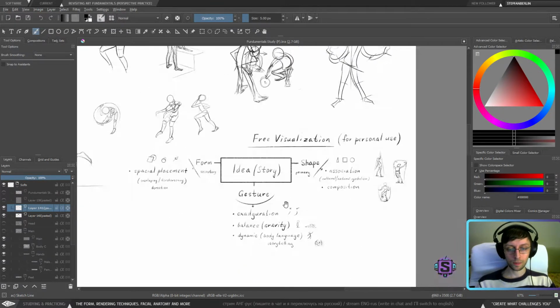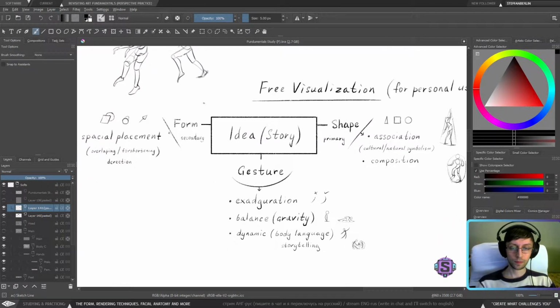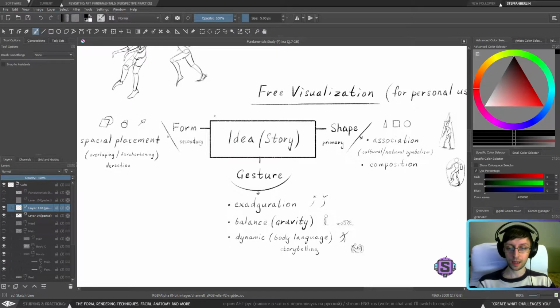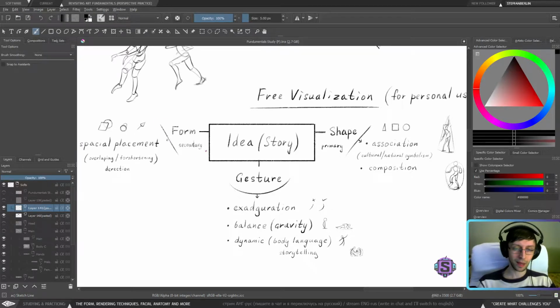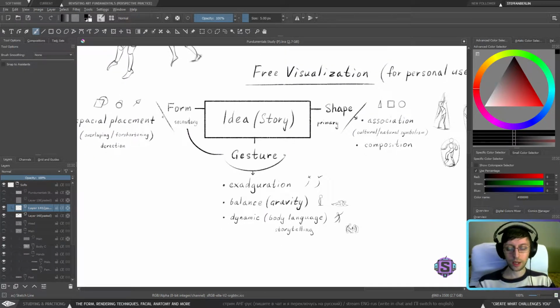I created this small table, or I don't know how to say it. In it we have an idea as the centerpiece. This is something we're going to work around. This is going to be our driving force. And from this driving force, we establish the overall instruments that we're going to use. Shape as a primary, something we're going to focus on the most. Form as a secondary, something we're going to implement not necessarily in an important way, but still we need to suggest it. And of course, gesture as a connection between both of those things.